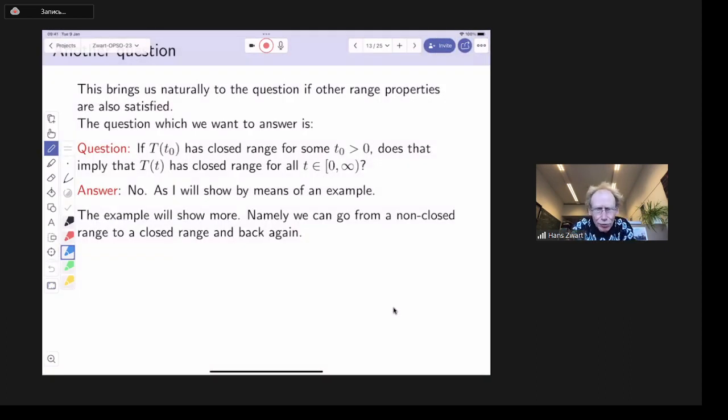So the example really shows more. That's basically, so you can go from closed to non-closed and back to closed again, and you can make it alternating. So you can really jump from closed range to non-closed range and back again. So it's not that you only have one option. No, you can just jump all the way from closed to non-closed.